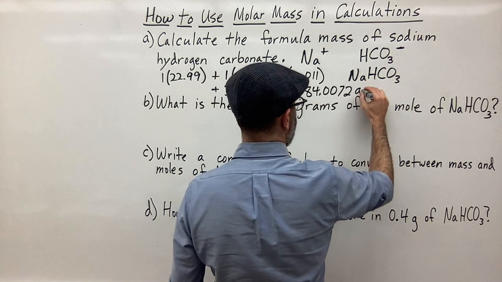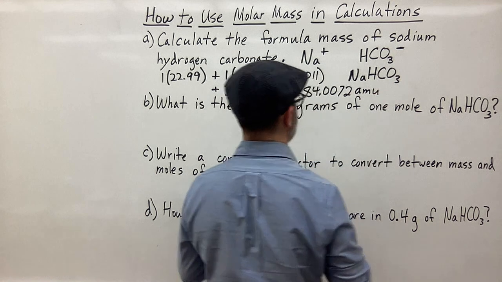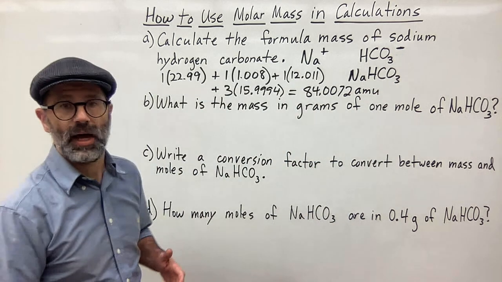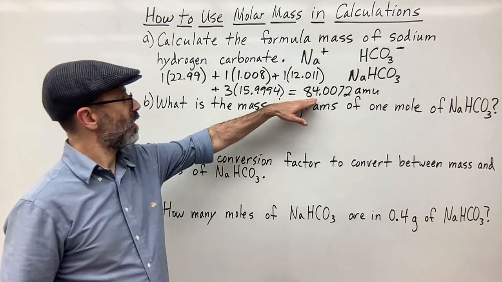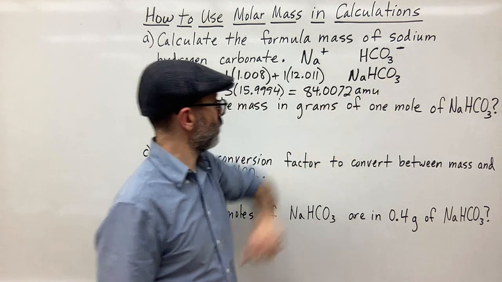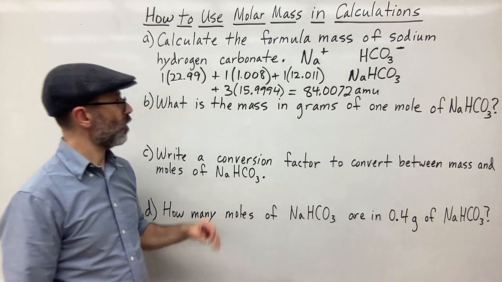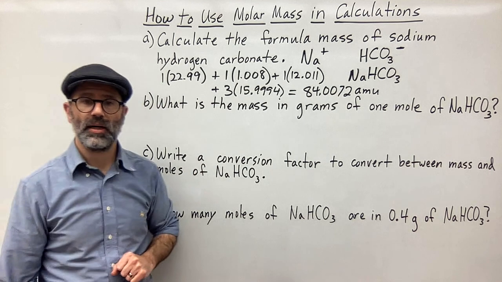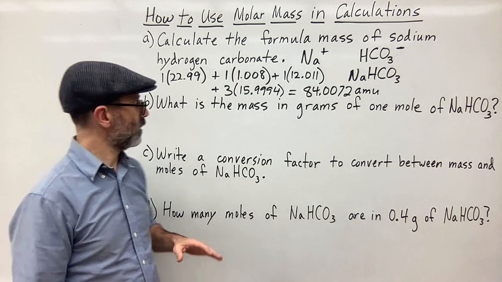And that would be in AMUs because we're asking for the formula mass. That is going to be the mass of one formula unit of this ionic compound. So that is the formula mass. Now we can go to part B.